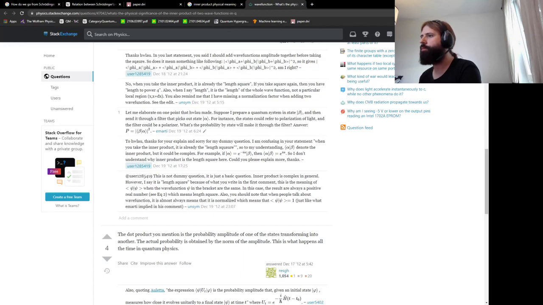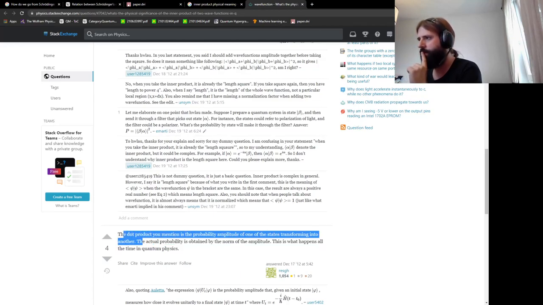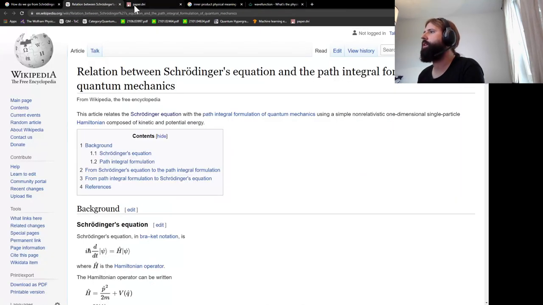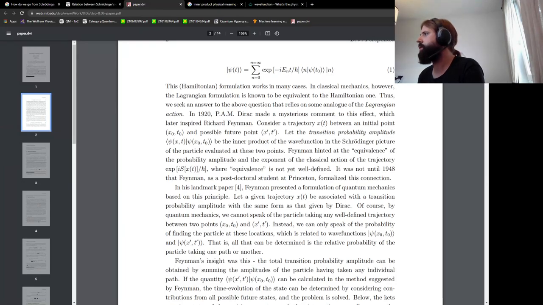Okay, so the dot product is, as you mentioned, the probability amplitude of one state transforming into another. That's interesting, right? So that is definitely clarifying. So this is something that lets the transition probability be, but in a product, efficient.